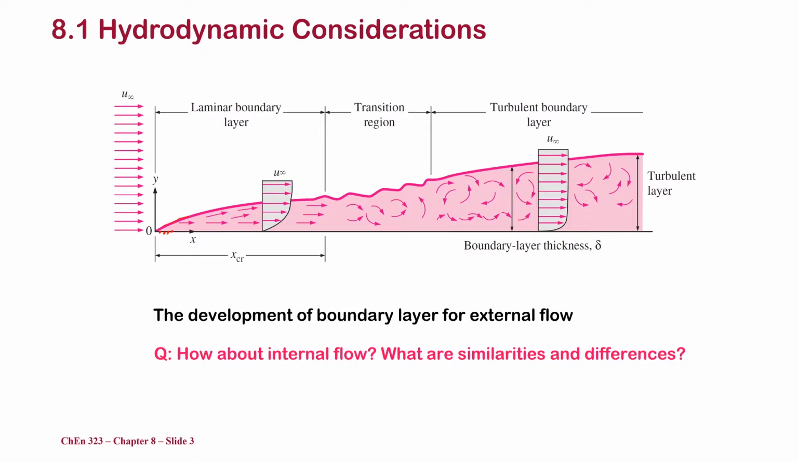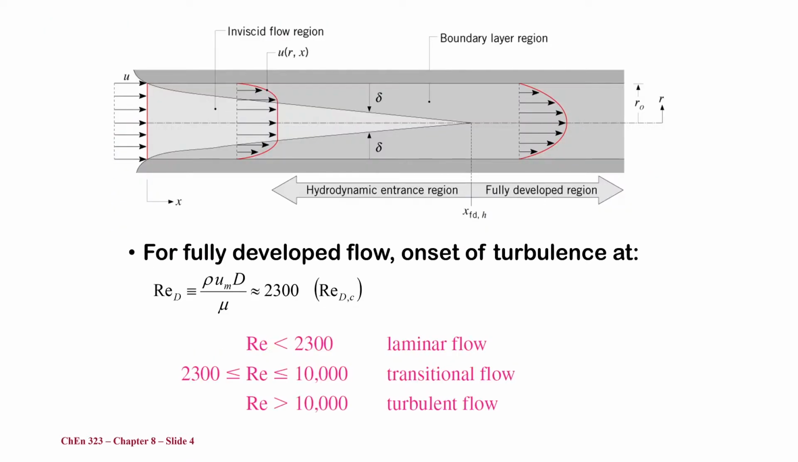So now the question is, what happens if you have an internal flow? Just think about this situation. Instead of one plate, we have two plates. Let's say we have two parallel plates, and as you can imagine, there is a boundary layer developing from each side. So that means eventually these two boundary layers will merge. So that is one difference between internal flow and external flow: there will be boundary layers from two sides. Even if you have a cylinder, the same thing will happen.